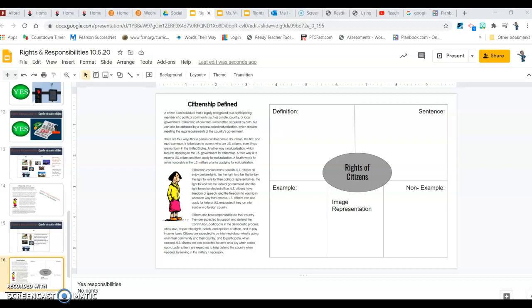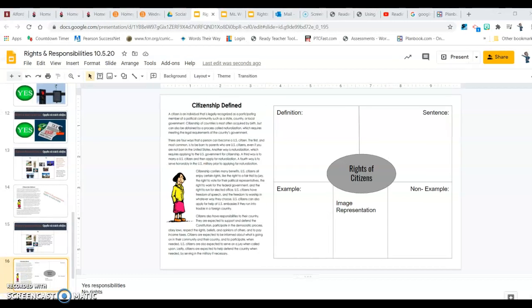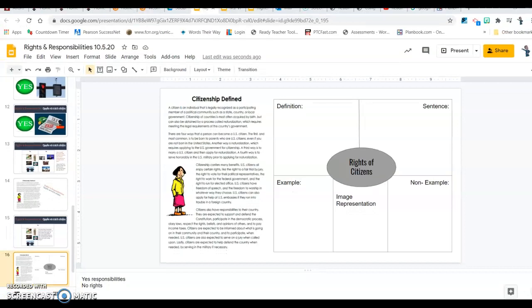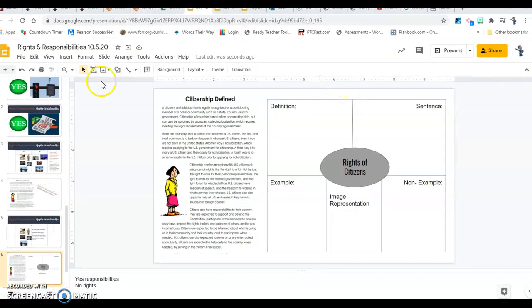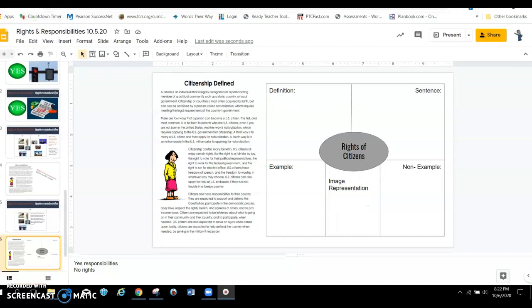Wait a minute, where's my done button? Where's the done?